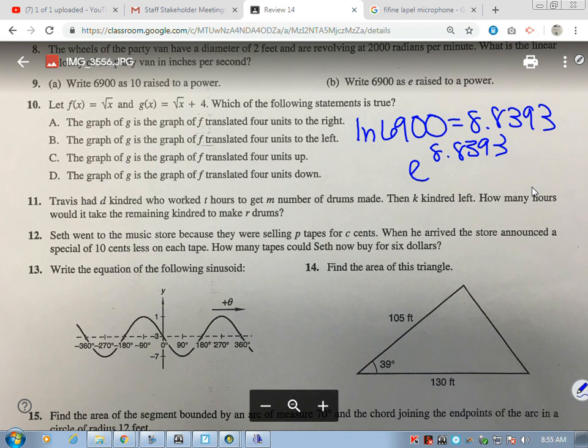So that's what it needs to look like. Don't just give me 8.8393. Show it, because that's what it's wanting to see. Write e raised to a power. Does that make sense? So log to get your exponent, natural log to get your exponent, make sure that you finish it.